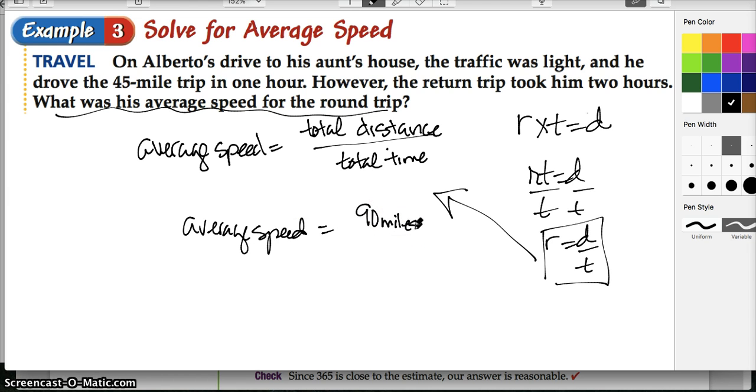Okay, so 90 miles. And how long did it take? Well, it took him 1 hour in one direction, but double that time in the next direction. So 3 hours altogether. Total distance over total time is going to give me the average speed. And so the average speed would be 30 miles per hour. Not too bad, right?